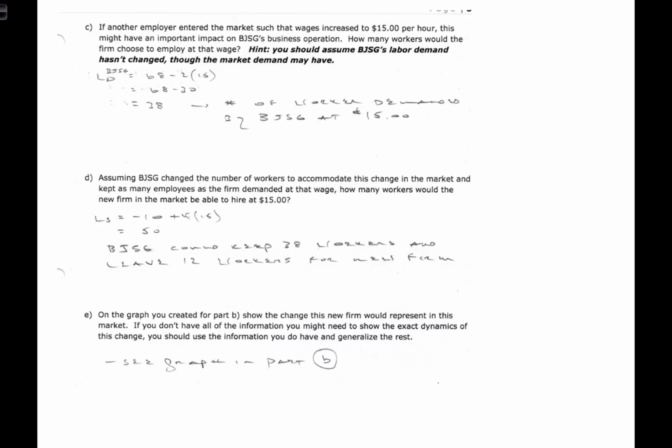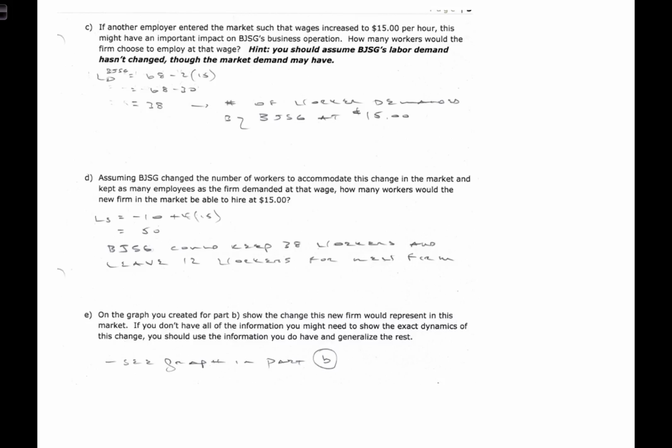Well, I know what BJSG's labor demand relationship is. It's 68 minus 2W. So 68 minus 2 times 15, the new wage in this market. Remember, there's an additional demand that brought the prices up. So that would suggest that BJSG is going to then, at that $15, employ 38 workers.